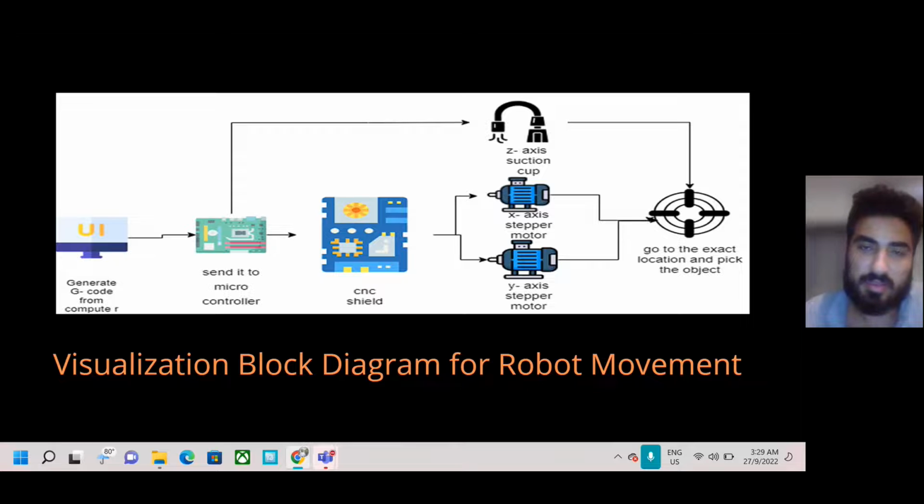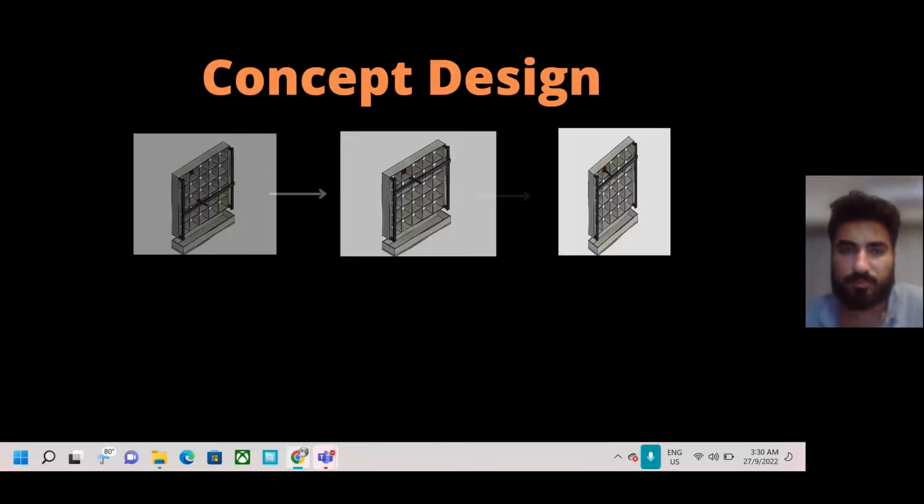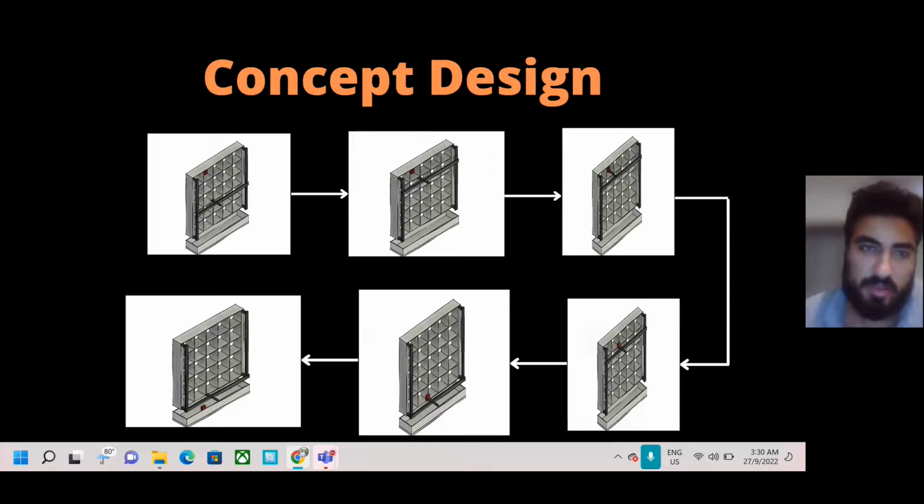And here is a visualization diagram for how my robotic movement will be. Starting with the concept design, this is a shelf that I'm going to use. I'm building a Cartesian robot. The robot is going to go up and down for the y-axis, right and left for the x-axis, and in and out for the z-axis. As you can see here, this is a whole picture concept for how my system will work.